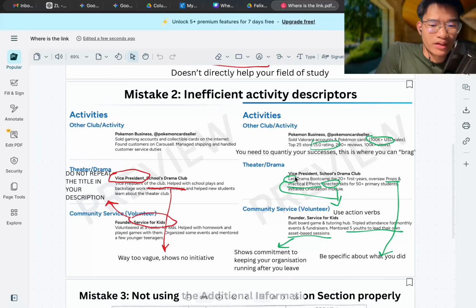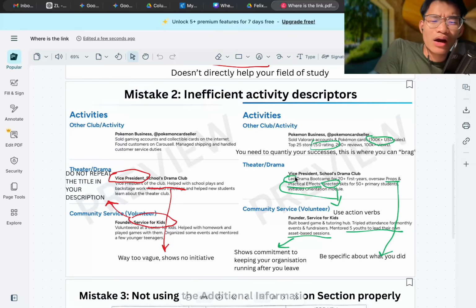Also, don't be too vague. Don't talk about how you helped with school plays and backstage work, attended meetings. Gosh, this is terrible. How did you help? What did you help with? Can you specify it? What sort of school plays? What sort of backstage work? What elements did you help out with? Even worse is attended meetings. What meetings did you attend? What do you do in those meetings? Do you just sit in there and do nothing?